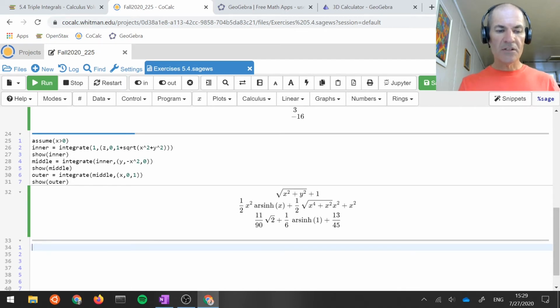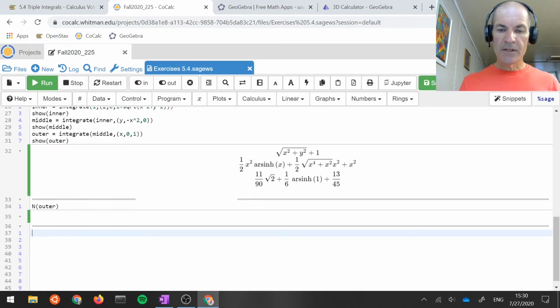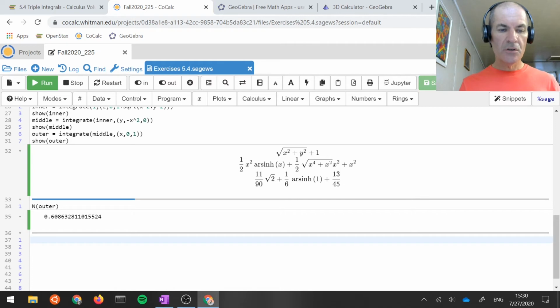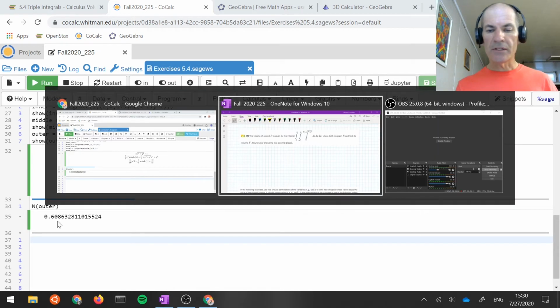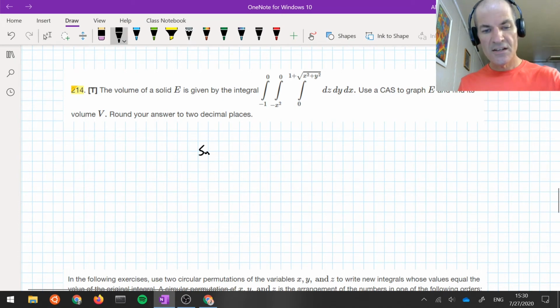Let's turn that into a decimal because that's what's being asked for. Capital N is the function that turns anything into a number, and we'll feed it the outer. It's going to go ahead and figure out what this is as a fraction, and to 2 decimal places, this integral is equal to 0.61. So not much work here. I can just say by Sage, this is about 0.61, and then GeoGebra for the visualization.